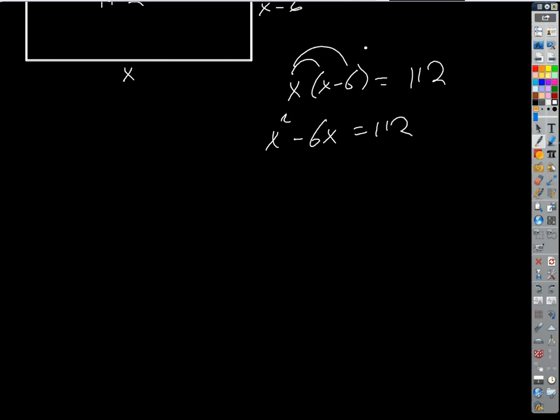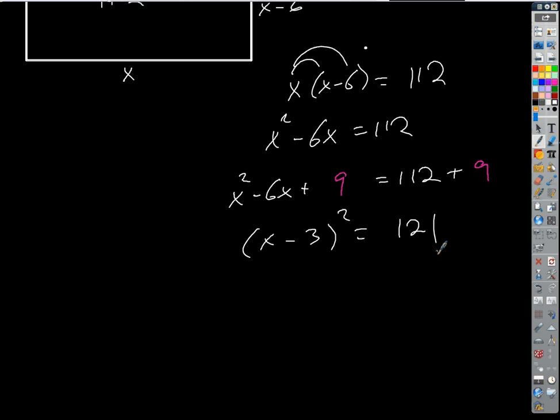We could complete the square. It's already set up to complete the square, couldn't we? So we're going to get x squared minus 6x plus what on both sides? Plus 9. How'd you get that? Half of b, squared, that's a good way to do it. And then what am I going to get when I factor on the left side? X minus 3. So x minus 3 squared equals 121.